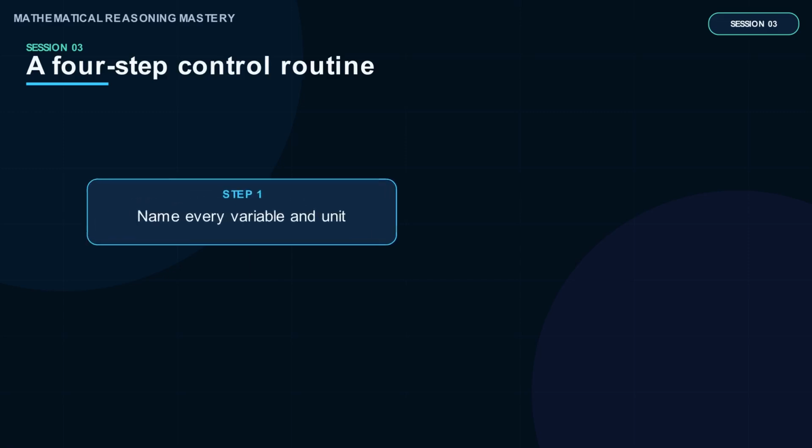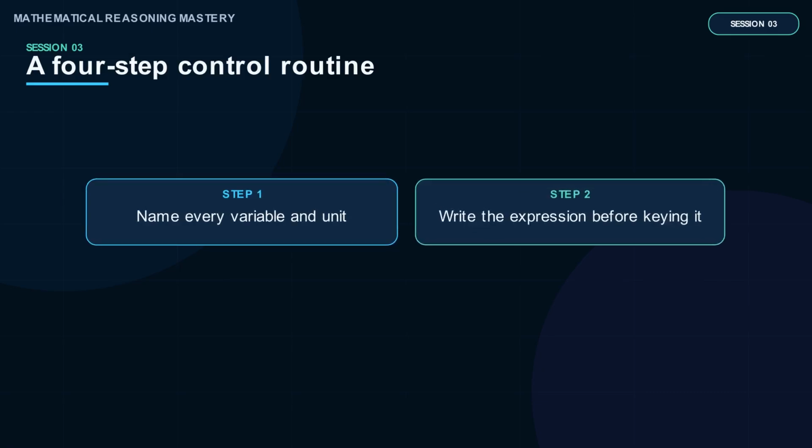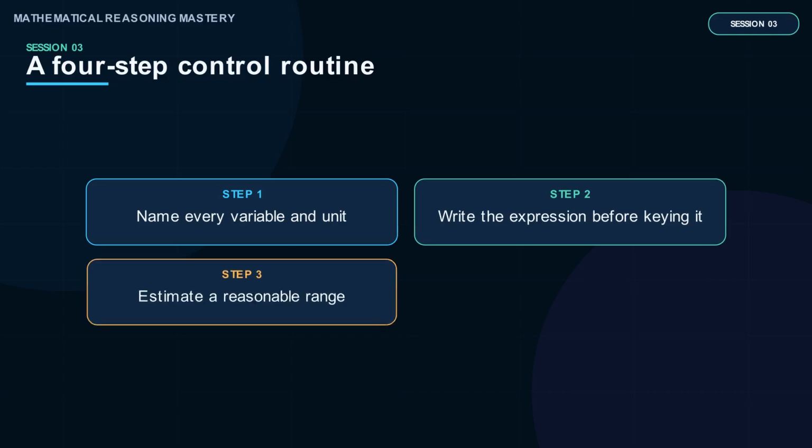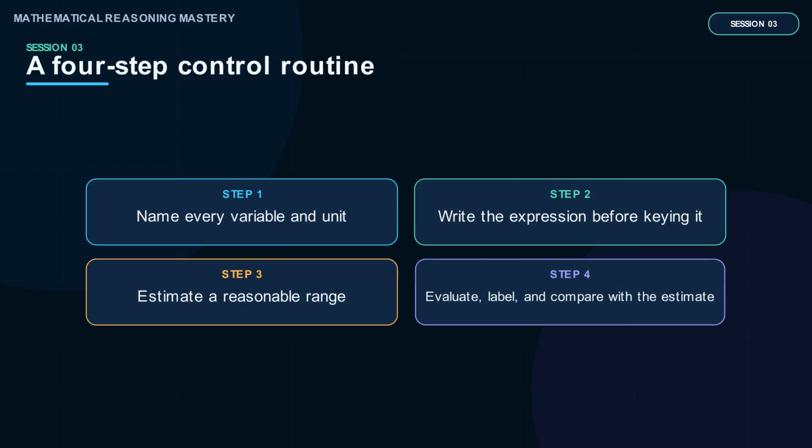Step 1. Name every variable and unit. State the target and preserve its units or conditions. Step 2. Write the expression before keying it. Use a separate line so signs, factors, and labels remain visible. Step 3. Estimate a reasonable range. Keep the reasoning efficient, but never skip an operation that could hide an error. Step 4. Evaluate, label, and compare with the estimate. Verification is part of the solution because it tests the answer from another direction.